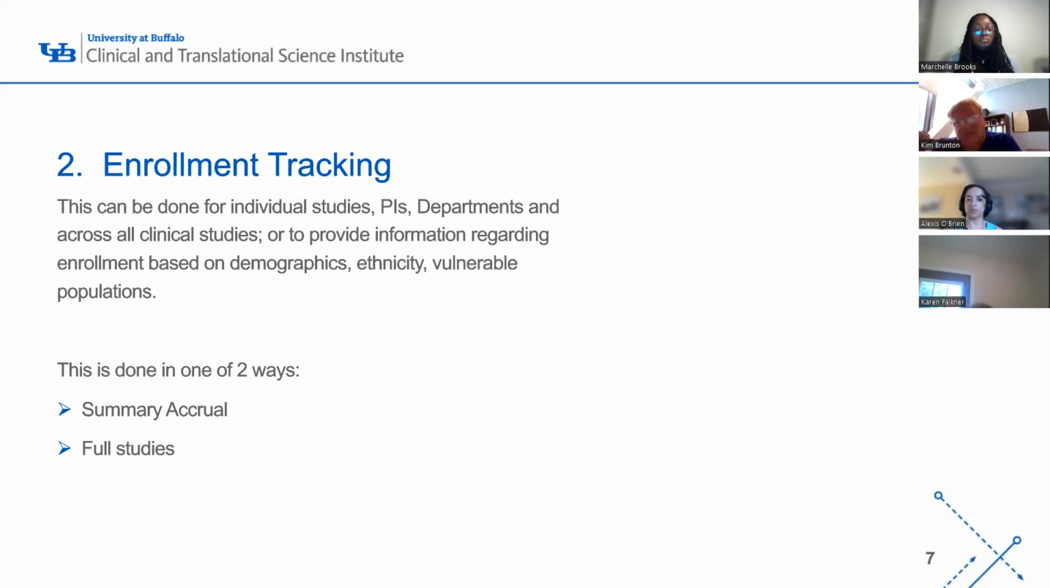We can do this in 2 different ways. One is summary accrual and one is full studies. Basically, what it comes down to is, for clinical research, if somebody is signing a consent, we need to know about it. And in one way or another, it is going to be tracked in OnCore.